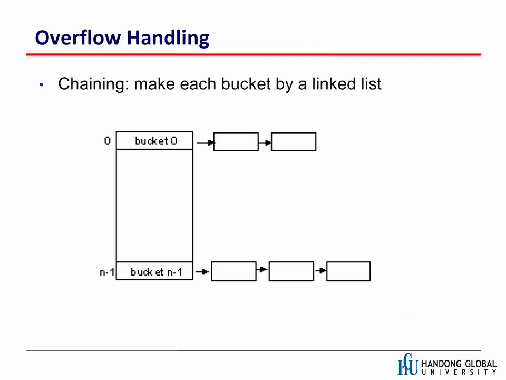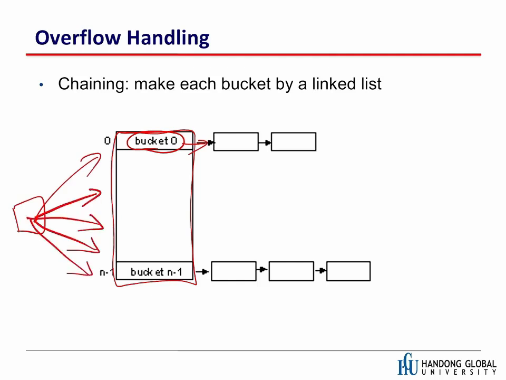Okay, it's chaining. So make each bucket a linked list. Linked list again here. Linked list is everywhere. If you don't understand how to use linked list, then I'm sorry. Okay, so how can we use a linked list? So we have a hash table here, and each entry is pointing to one linked list. So based on the hash functions, we actually assign identifiers to one of these buckets.